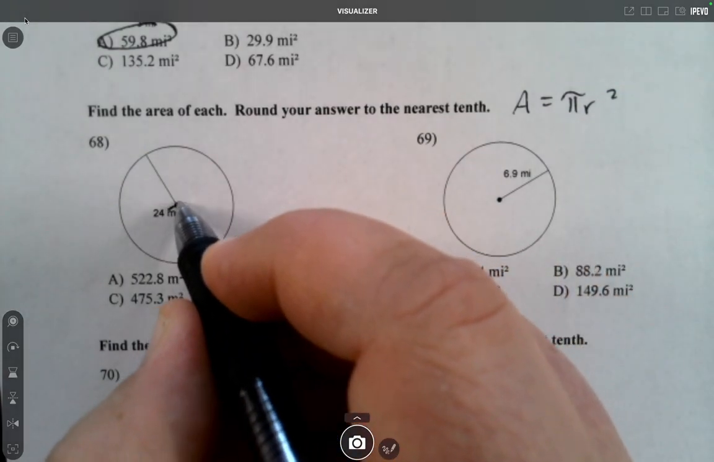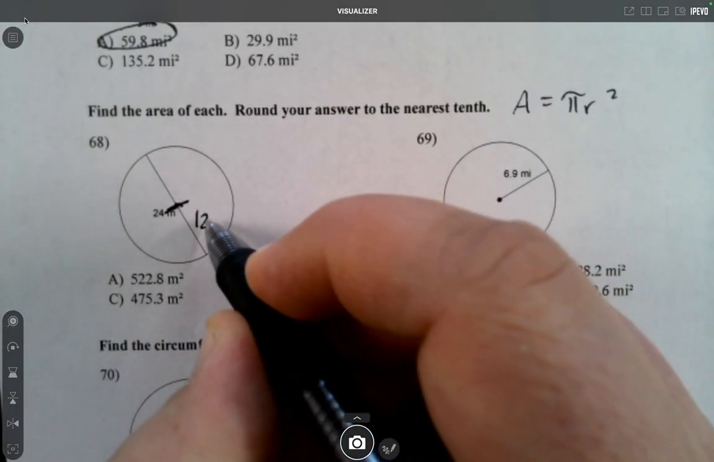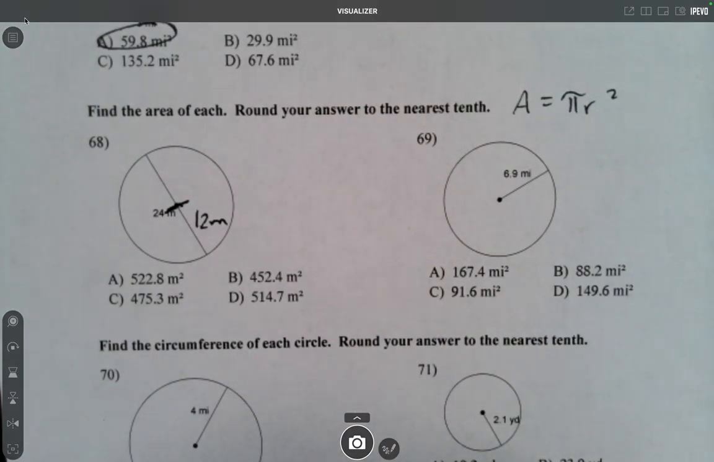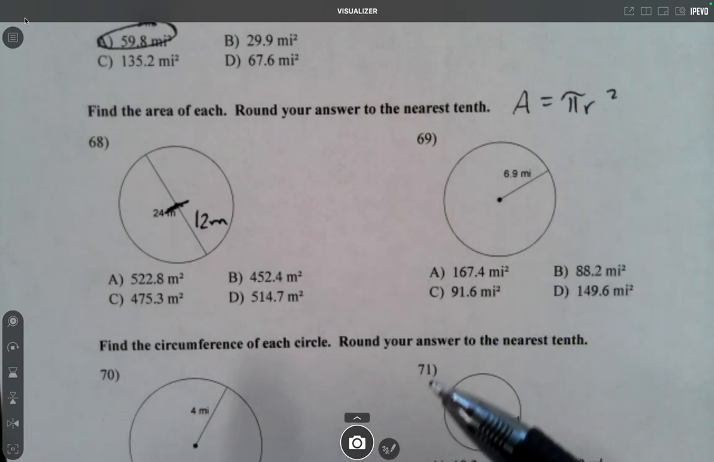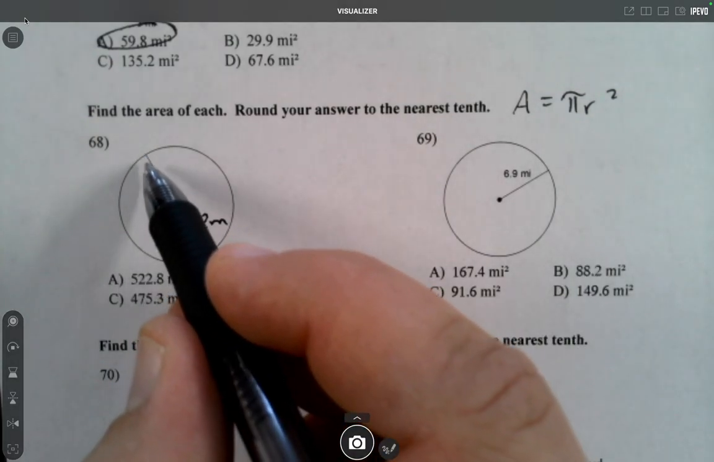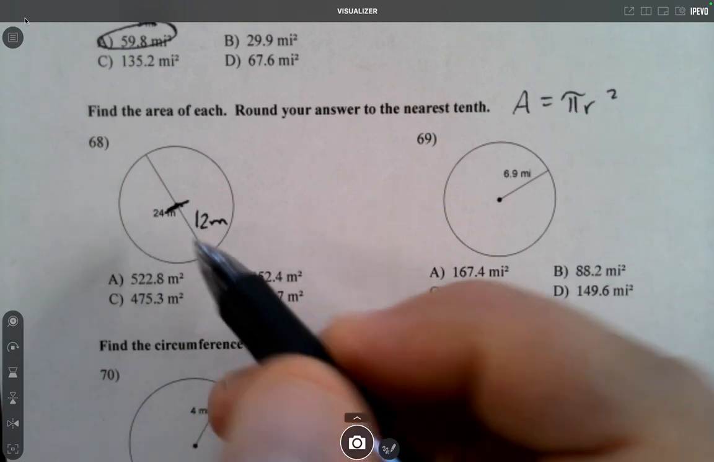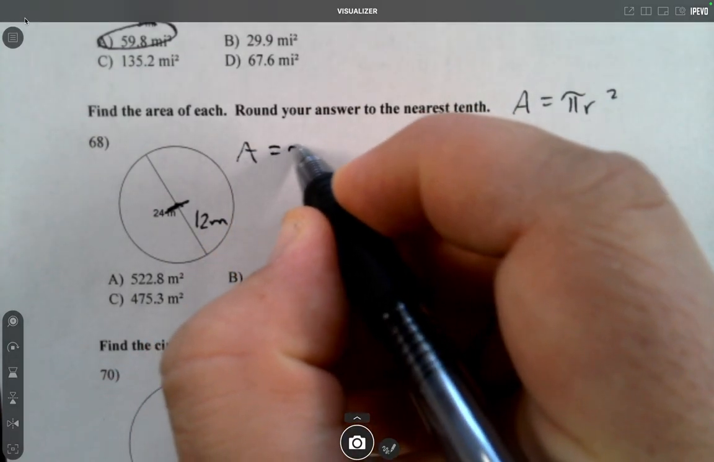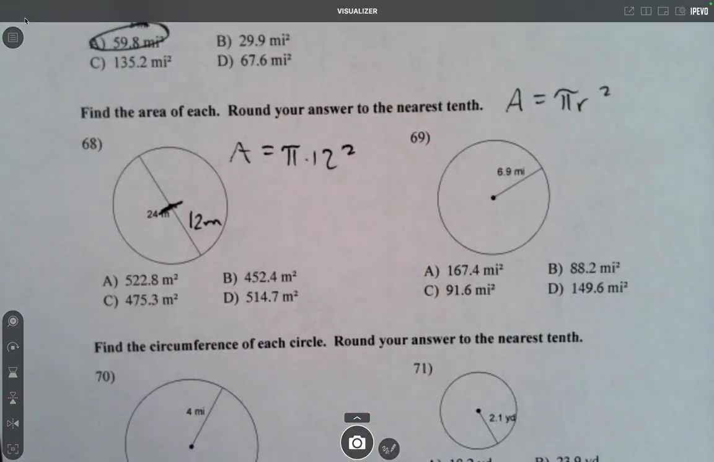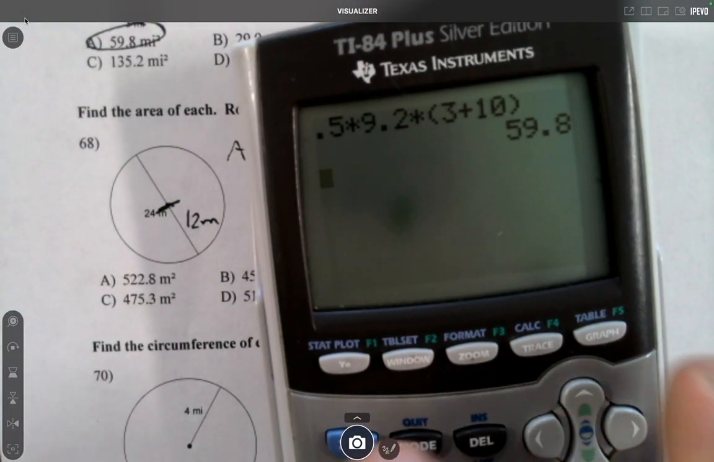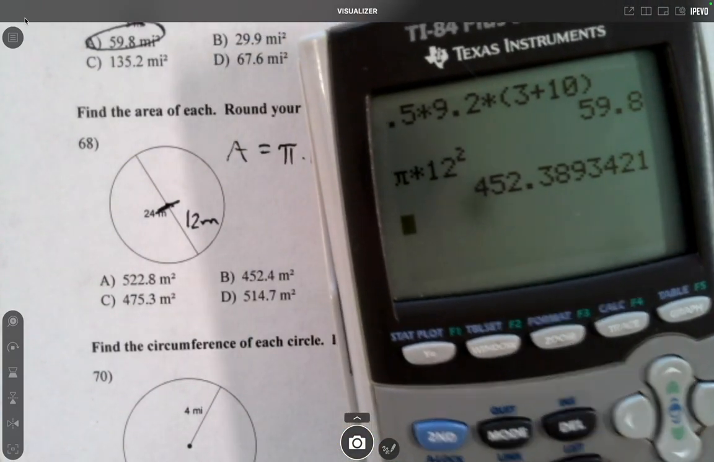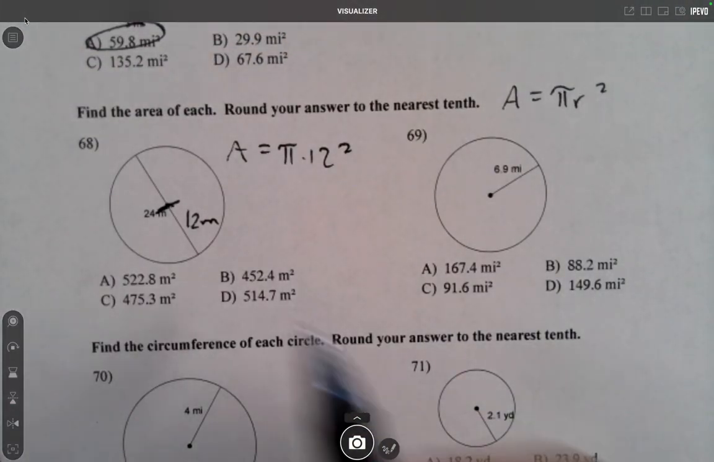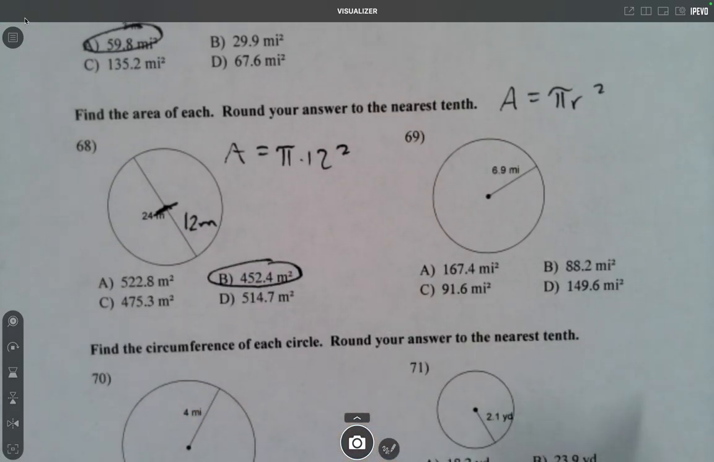So to get the radius, we have to cut that in half, and that would be 12 meters for the radius. So you've got to make sure you remember that we only plug the radius into the area formula for a circle. So if they give you the diameter, like they did here, you've got to cut it in half to get the radius. So we do pi times 12 squared. We get 452 point such and such, 0.4, there we go. So our answer is B, 452.4 meters squared.